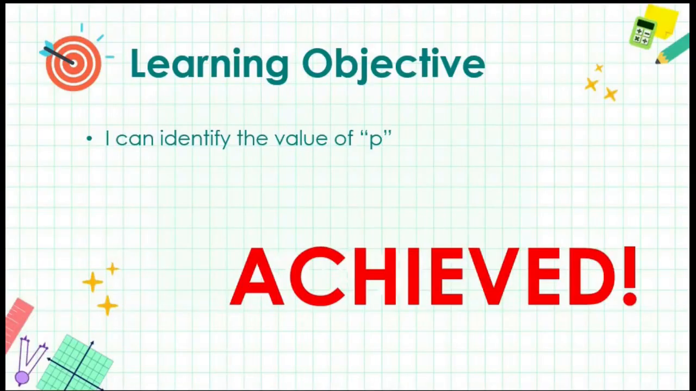And that is all for this video. I hope you were able to understand how to identify the value of p. So again, you simply need to locate the constant multiplier and then divide it by 4. Make sure that it's always positive.